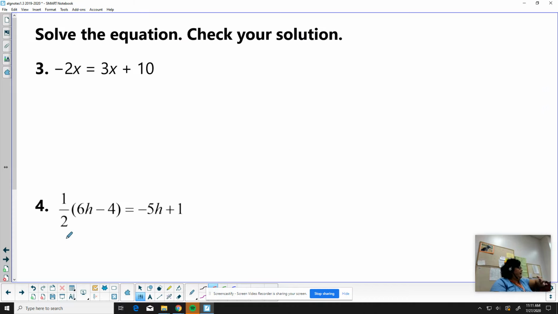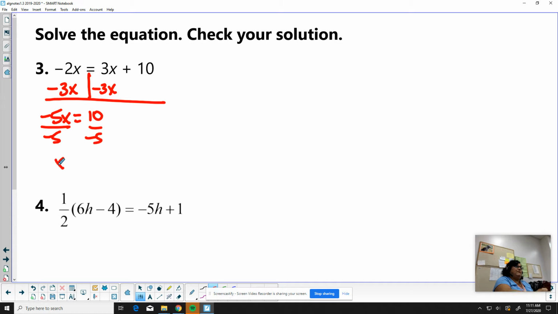All right, number 3. Okay, number 3 is similar to number 1. It's only got one constant in it. So I'm going to move that constant. I'm going to move this variable over here to get all the variables on one side and to keep the constant on the right. So here I'm going to subtract 3x on both sides. That's negative 5x equals 10. And I'm dividing both sides by negative 5. X is negative 2.